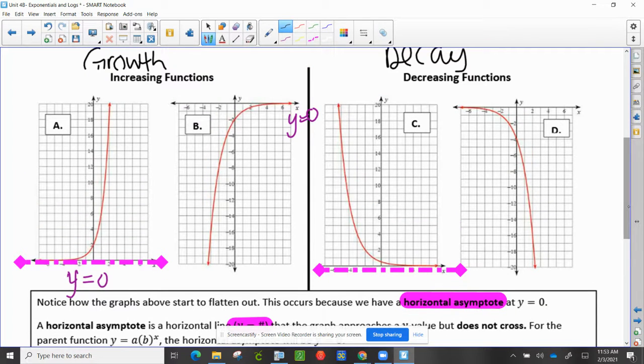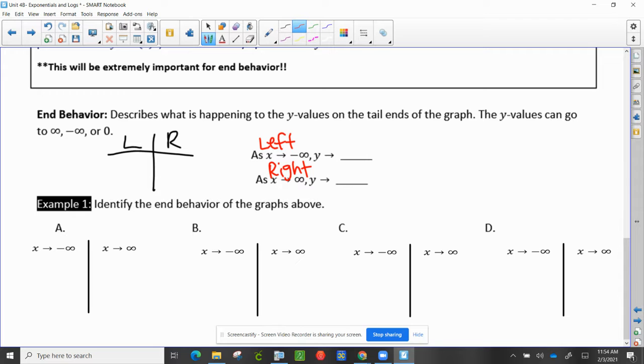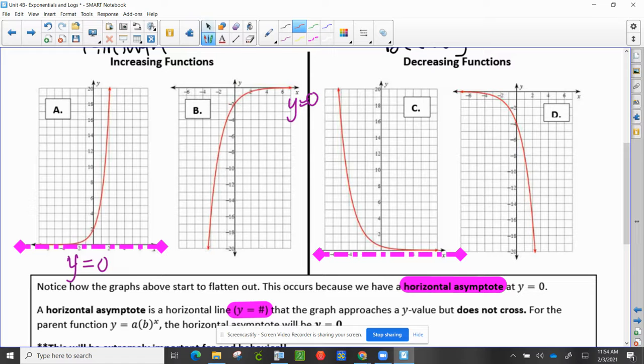It's going up forever. So we'll talk about this notation here, but anytime it says as x approaches negative infinity, this is talking about what the graph is doing on the left side. Anytime it says as x approaches positive infinity, that's talking about what the graph is doing as it moves to the right. We just have to fill in what y is doing. Is it approaching our asymptote or is it going to infinity? So if we identify the end behaviors from the graphs above, let's look at graph A. Let me erase all of this extra stuff that we have.